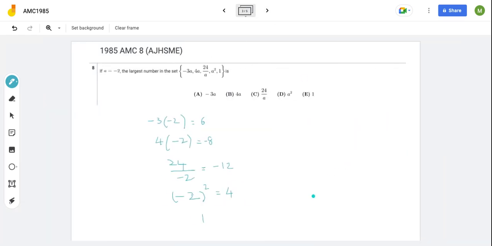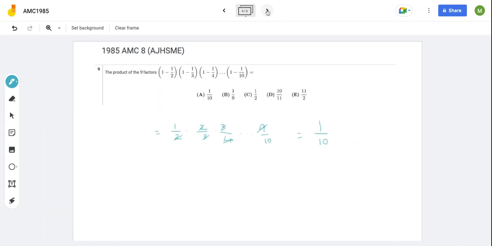If A is equal to -2, the largest number in the set. So you just have to replace A with -2 and calculate all the values. So the first value here is 6, second is -8, third is -12, and then you have 4, and then you have 1. So obviously the greatest number here is 6, which corresponds to -3A. So A is your answer.